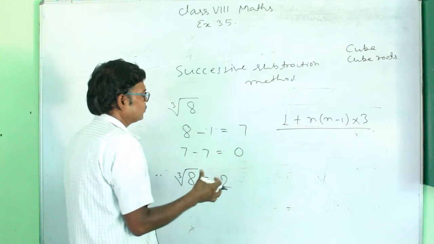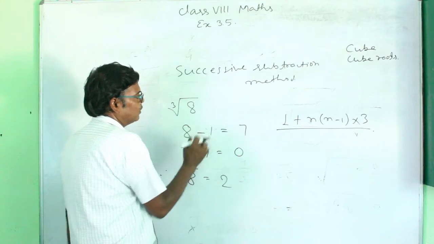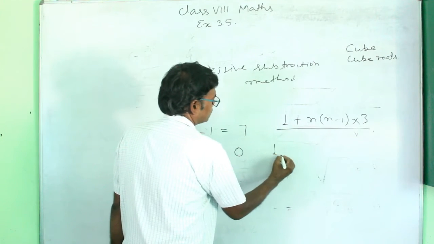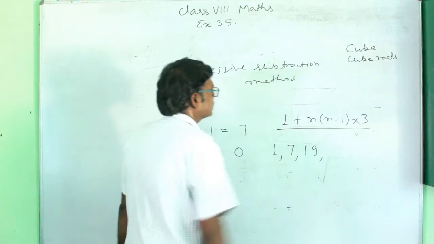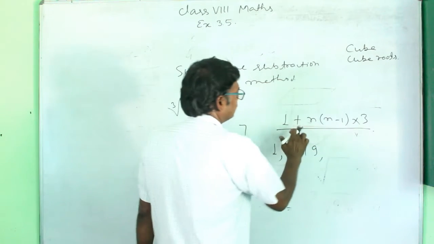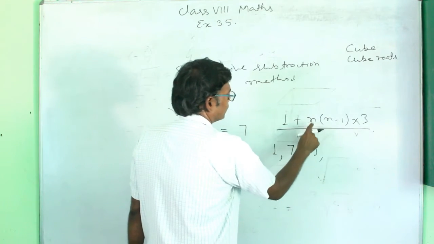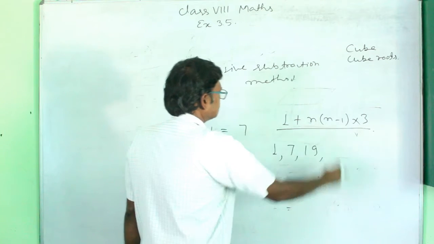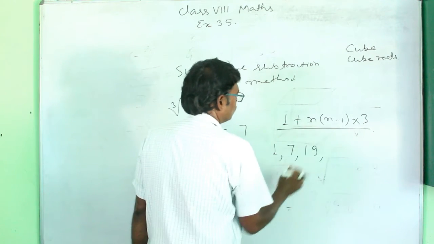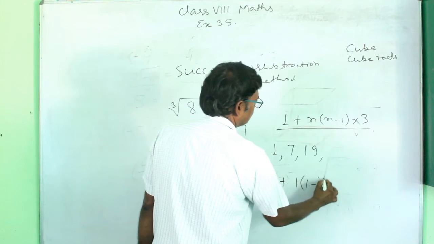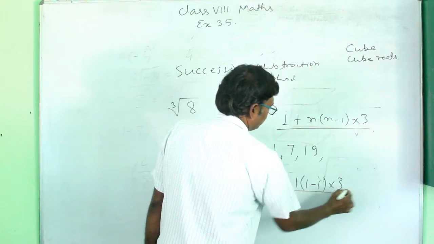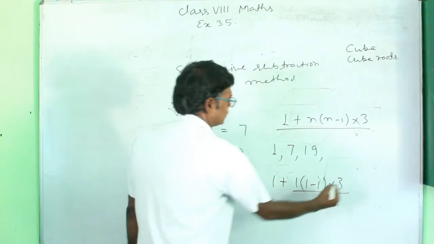We have to subtract sequentially: 1 is the first number, then 7, then 19, then the next number is 37. Suppose you put n equal to 1, then what will you get? 1 plus 1 into 1 minus 1 into 3. This will be 0 because 1 minus 1 is 0. So it is actually 1.